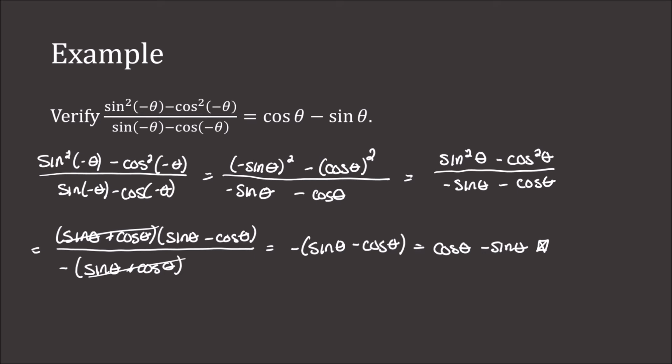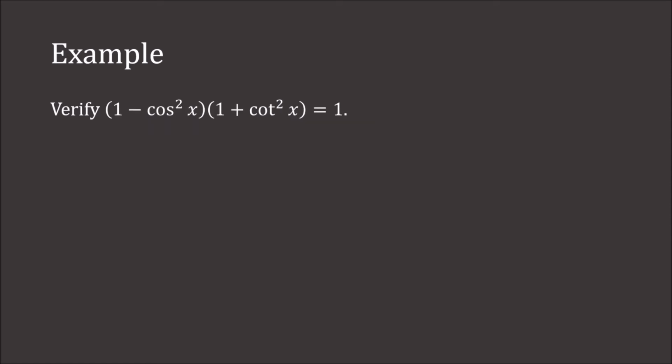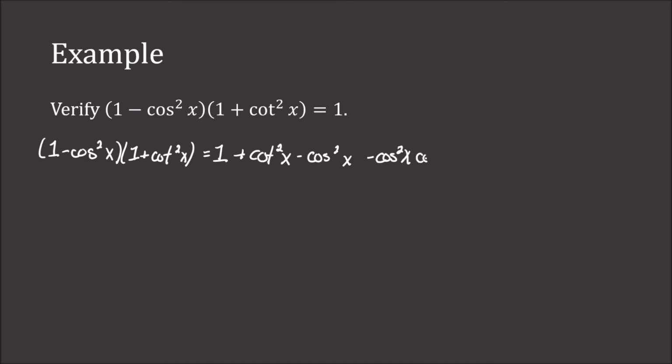And the last identity that we're going to look at in this video is 1 minus cosine squared of x times 1 plus cotangent squared of x is equal to 1. Now again, we're going to consider the left-hand expression. And we're going to expand. So we get 1 plus cotangent squared x minus cosine squared x minus cosine squared x times cotangent squared x.